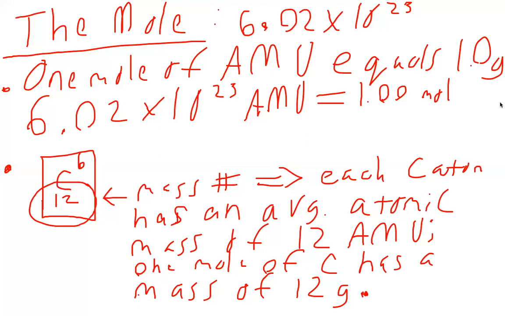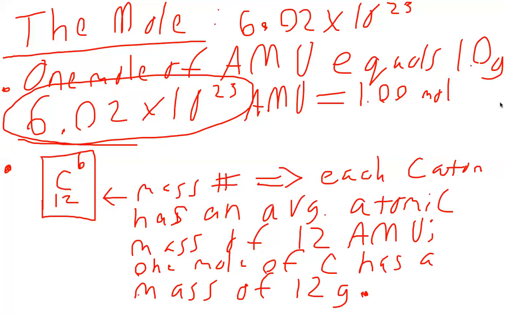I'm kind of confused on how to solve for the mole, or is the mole just that number specifically? Okay, the mole is this number, 6.02 times 10 to the 23rd. And when you have that many atomic mass units, you get, oh, I wrote 1 mole there. Oh no, sorry, yeah, equals 1 gram.